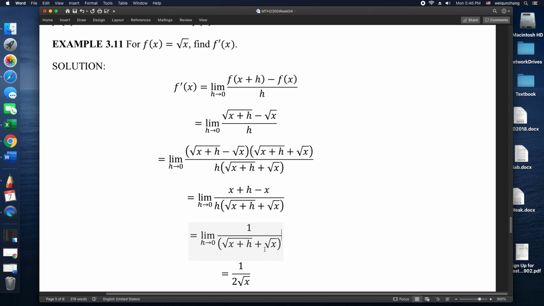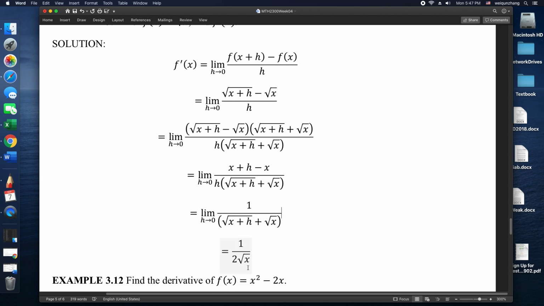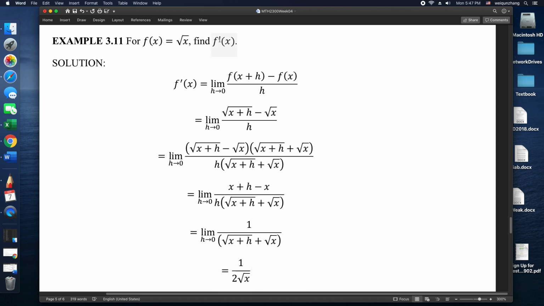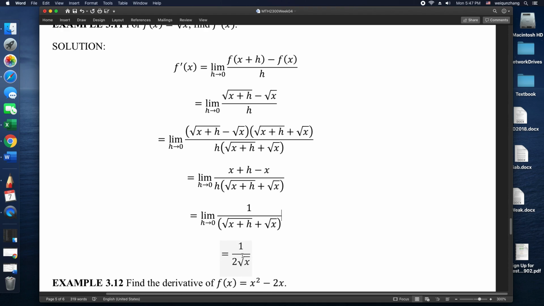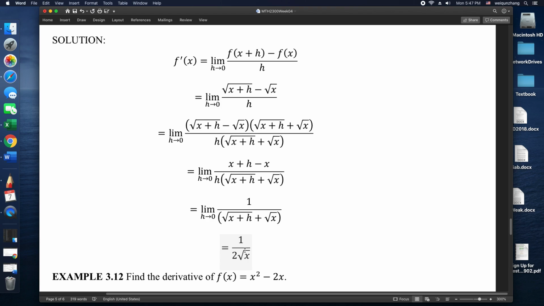And this limit is a situation where we consider any fixed value of x as h approaches 0. So you replace h with 0, and it turns out to be 1 over 2 times square root of x. This is the derivative of the square root function. It is 1 over 2 times square root of x. It is calculated using the definition.